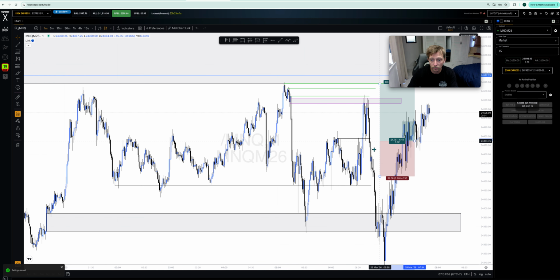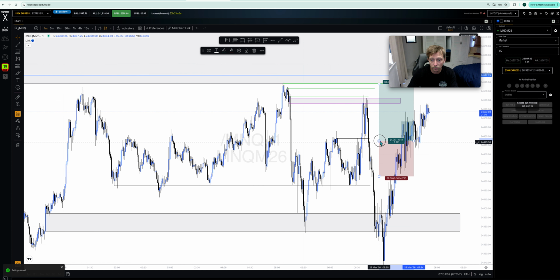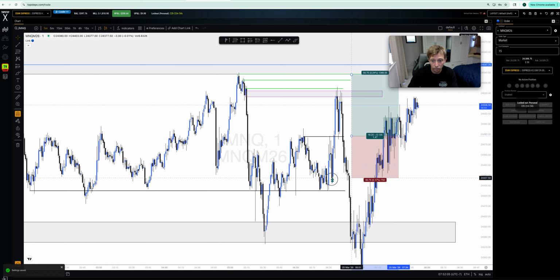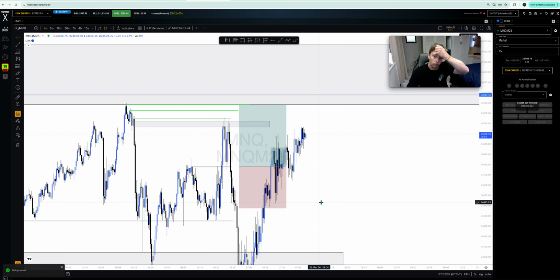And if you would have taken this, I would have put my stop right at the low right here. So it would have been kind of a 1-to-1. That was the one trade idea that I had. Didn't take it. I just wasn't ready.